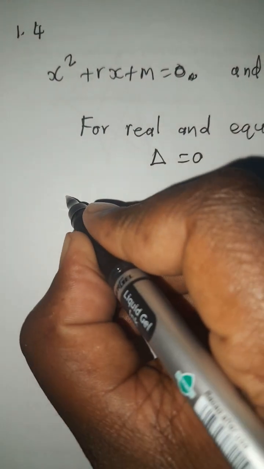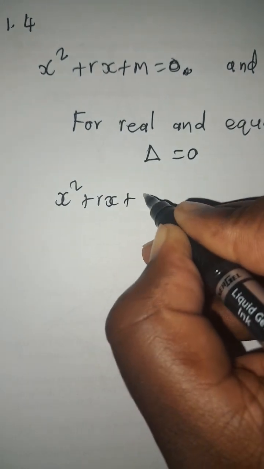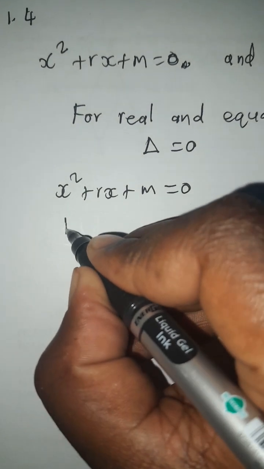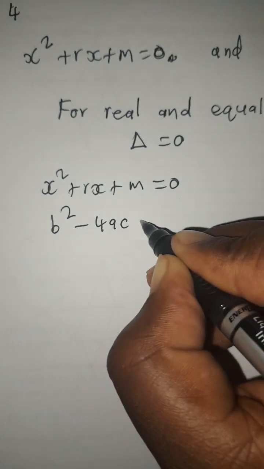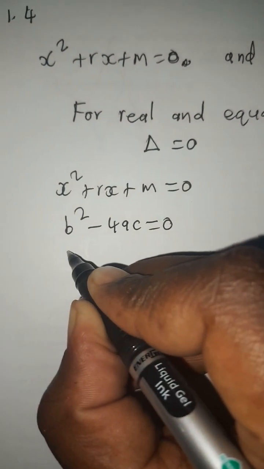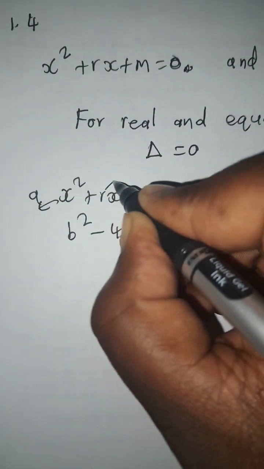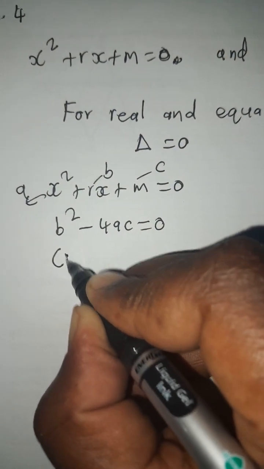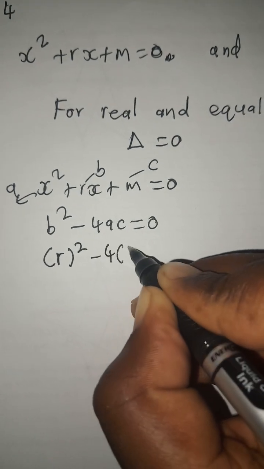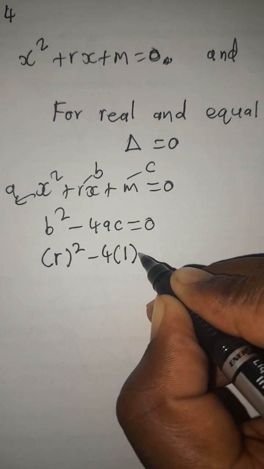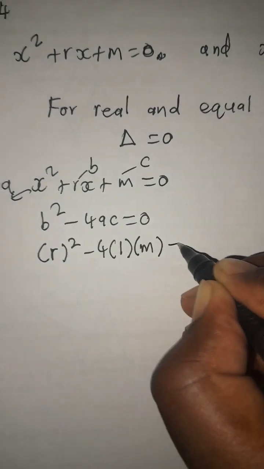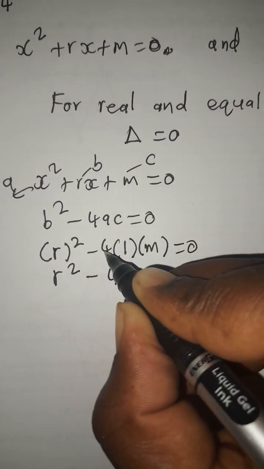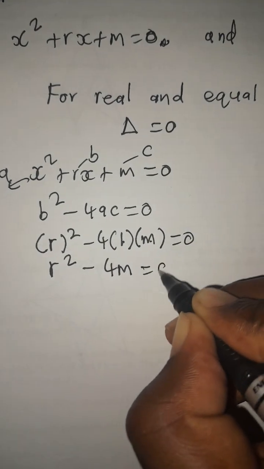This equation 1. So we have x squared plus rx plus m is equal to 0. What are we going to do? We're going to use the discriminant, b squared minus 4ac, since our delta is equal to 0. Then this is a, this is b, and this is c, meaning that where there is b, we are going to put r. Where there's a, we are going to put the coefficient of x squared, which is 1. Where there's m, we are going to put the constant, which is m. Then we are going to have r squared minus 4m, because remember, negative 4 times 1 is 4 times m, that will be 4m, equated to 0.